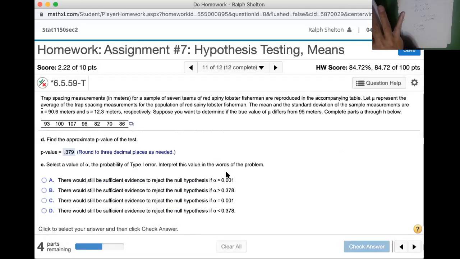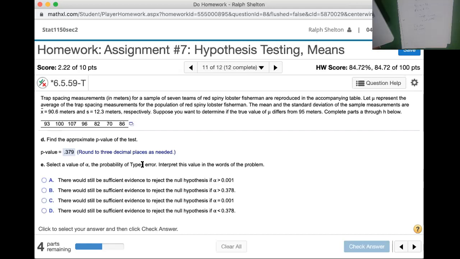And select the value of alpha. Select a value of alpha, the probability of a type 1 error. So the significance level, this is other terminology that they're introducing here, but it's true. The significance level is the same thing as your type 1 error rate. So what's a type 1 error?